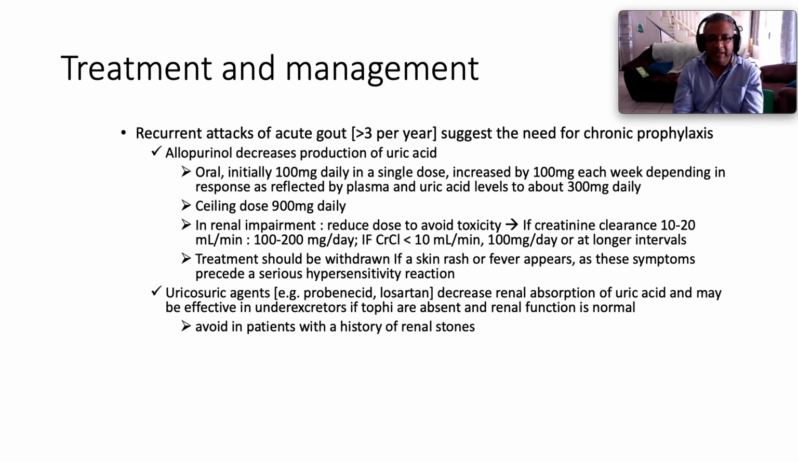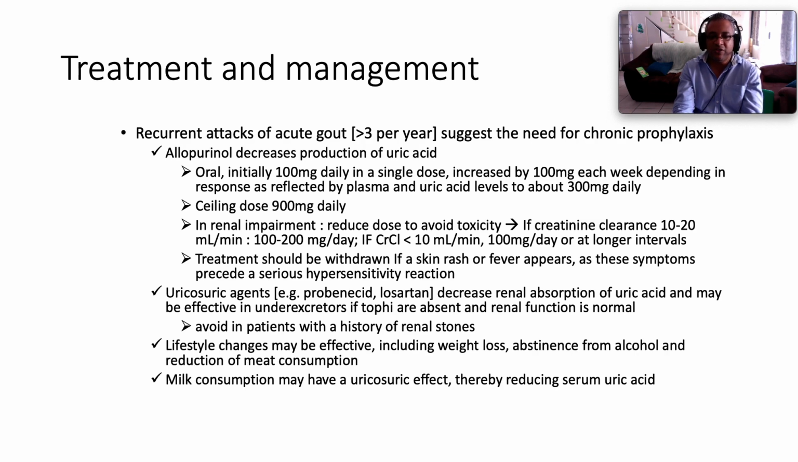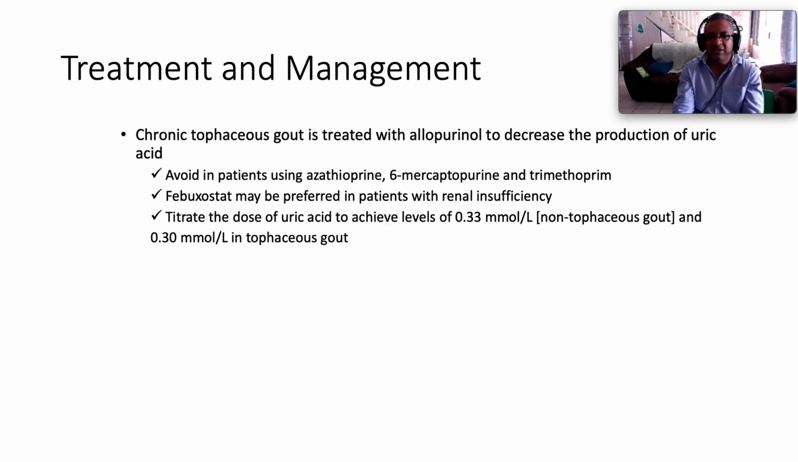Okay, uricosuric agents, the likes of probenecid and losartan, decrease renal reabsorption of uric acid and may be effective in under-excretors if tophi are absent and renal function is normal. You want to avoid these in patients who have a history of renal stones. Lifestyle changes may be effective, including weight loss, abstinence from alcohol, and reduction in red meat consumption. Milk consumption appears to have some kind of uricosuric effect, thereby causing a reduction in serum uric acid.